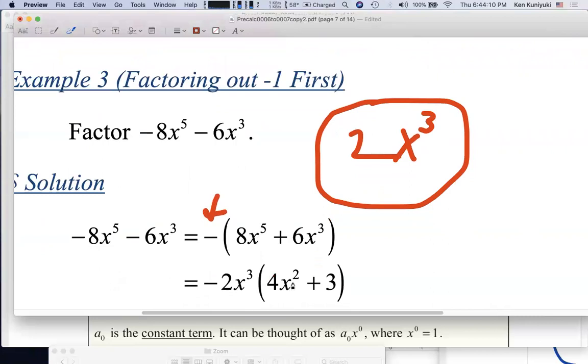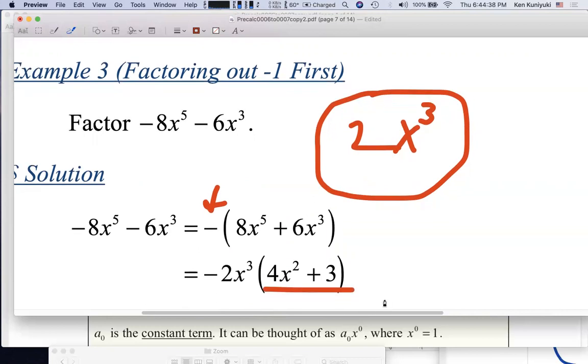When you factor, you divide. 8x to the 5th divided by 2x cubed is 4x squared. We've already taken care of the sign issue. 6x cubed divided by 2x cubed is positive 3. 4x squared plus 3 turns out to be prime. If you're not sure about that, we'll discuss that later on. But in Algebra 1, you did not break this down any further.